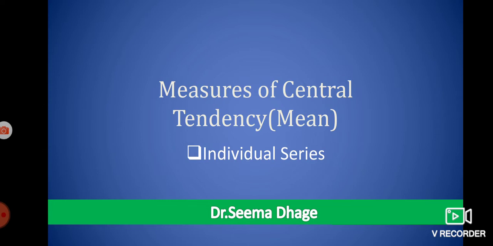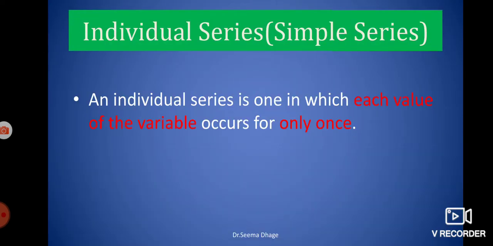In this lesson, we are going to learn about the mean calculation of individual or simple series. Individual series where each term is independent. It consists only of values. Here we have the definition of individual series. An individual series is one in which each value of the variable occurs only once. A variable means any characteristic, number or quantity that can be measured or counted. For example, height, weight, age, income.